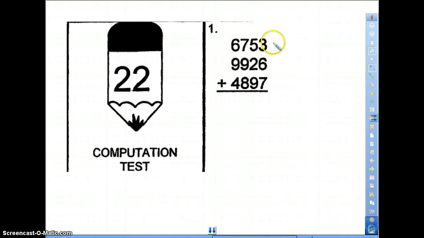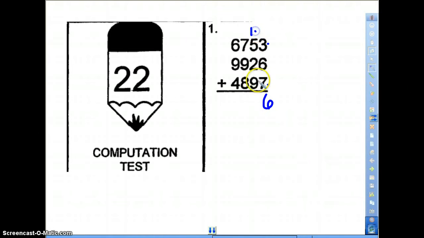Number 1 on the computation test always looks like this. It might be 2 numbers, it might be 3, but you're adding large numbers. Most kids don't have any problems with this, maybe just some computation errors. When I go through and add, when I'm doing the columns, I start by looking for groups of 10. Is there any way to form 10? Because it just makes it faster for me to add that way. So when I look at this column here, I see the 7 and the 3. That makes 10. Add 6 and you get 16. Carry the 1.